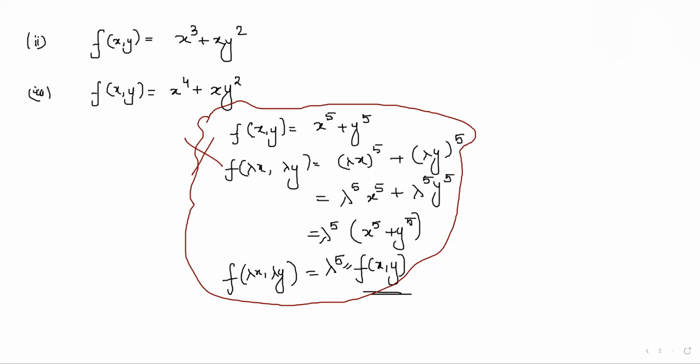I'm getting lambda raised to power 3, good, into x raised to power 3 plus x y square. Very, very good. So that means it's a homogeneous function of degree what? 3. Degree 3. Very, very good. Now please check the third one. Huzaifa, second one is right. Okay.